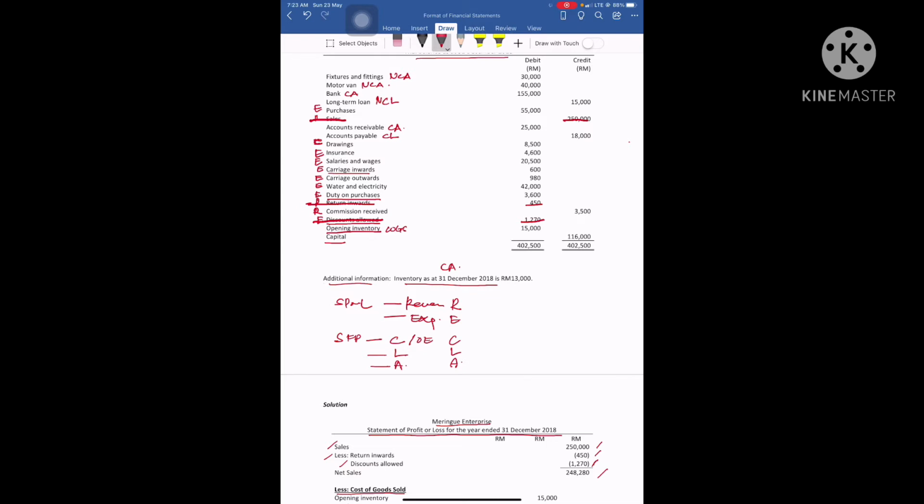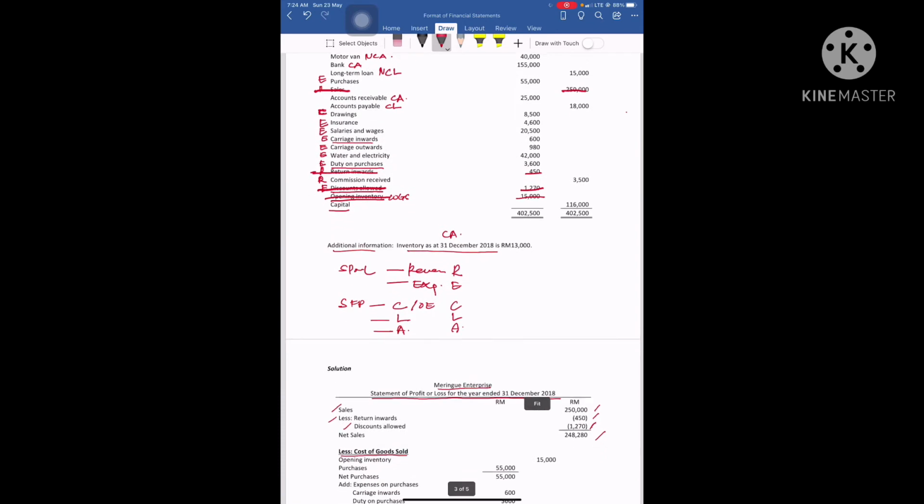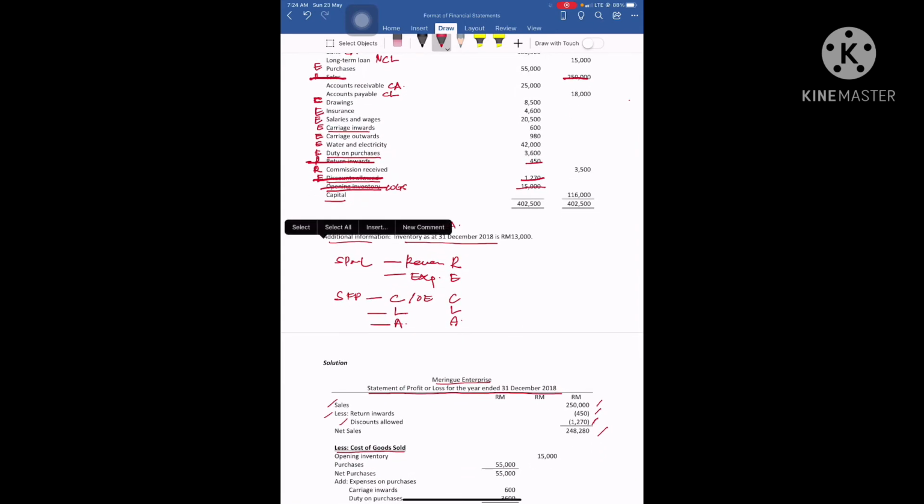So next we are going to less our cost of goods sold. So cost of goods sold is our opening inventory. And please do remember, the opening inventory is going to be given in our trial balance. So our opening inventory is 15,000. So less cost of goods sold. Now opening inventory 15,000.